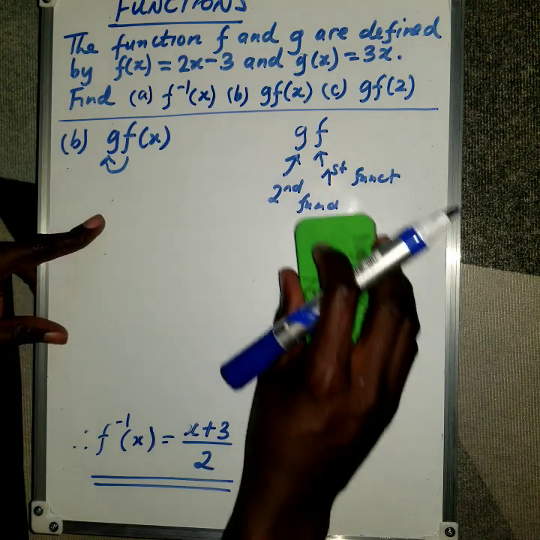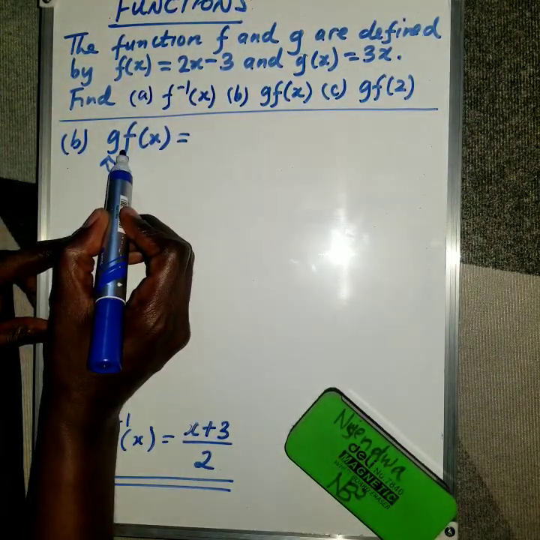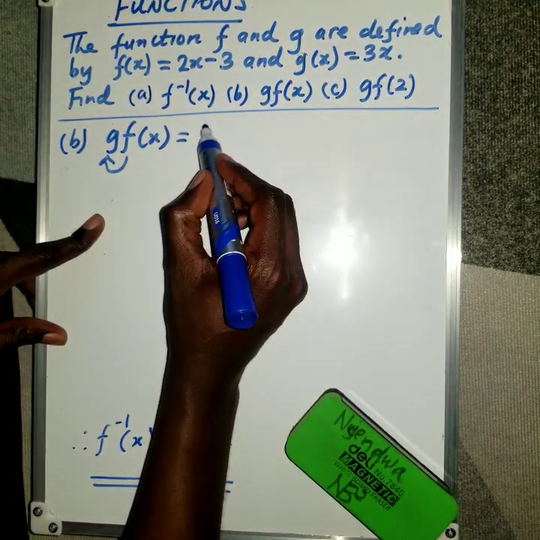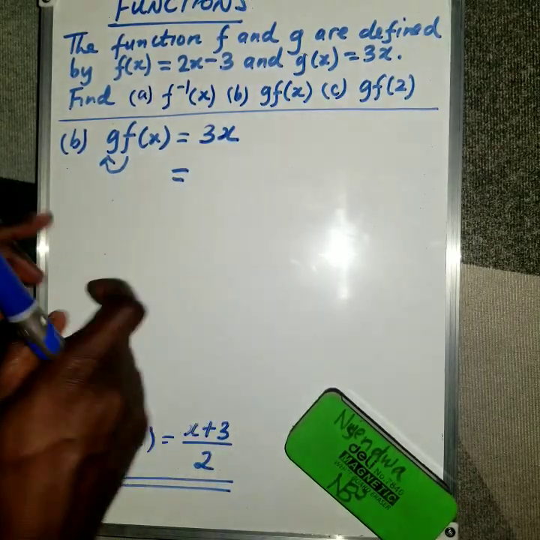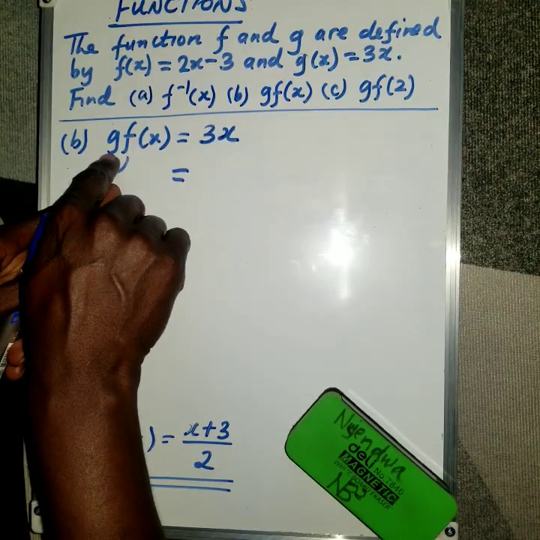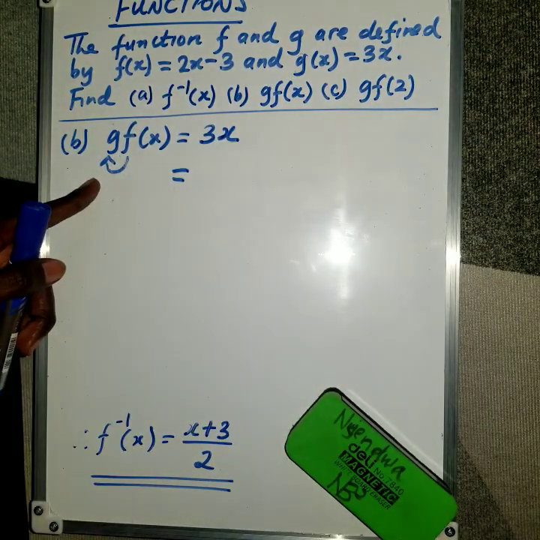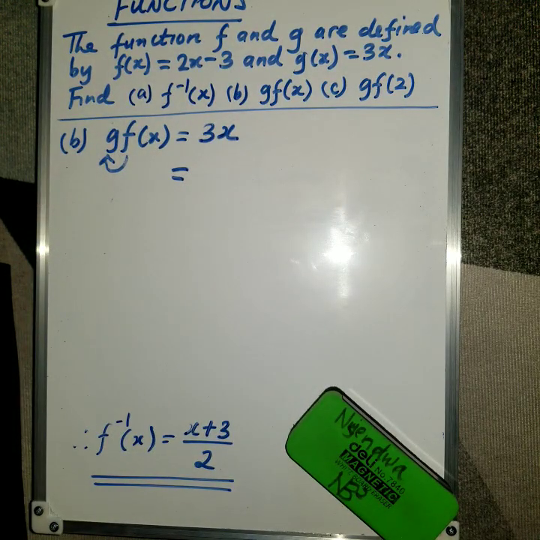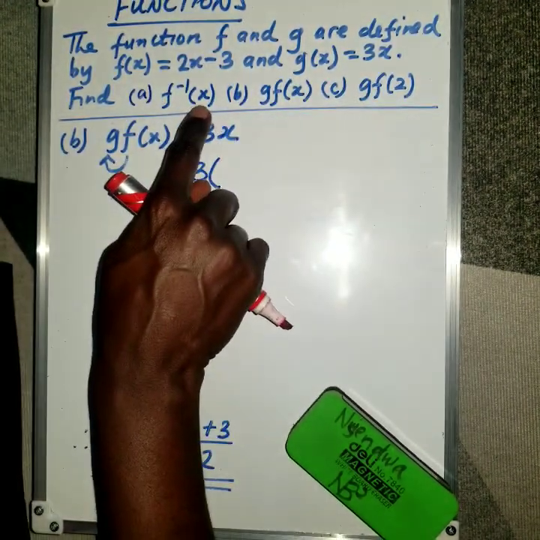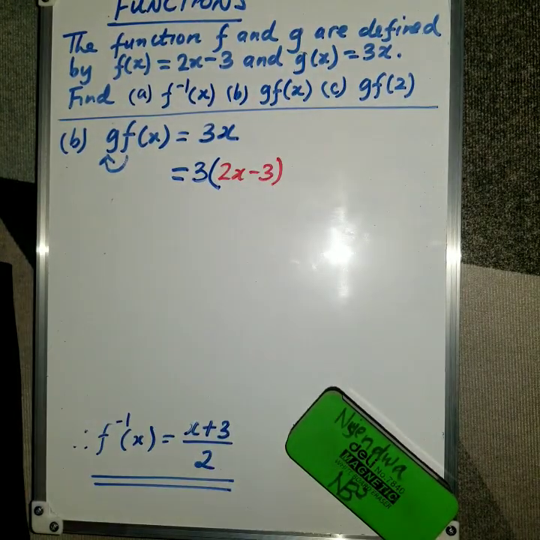So basically what I'm going to do is, since I'm getting the first function and putting it into the second function, I'll get the second function, which is 3x. Now I've gotten the second function, so I'll get the first function and put it where there's x in the second function. I'm going to put the function, in this case, of f. So it is going to be 3 multiplied by, where there's x, we put the function of f, which is simply 2x minus 3. That's what we mean there.